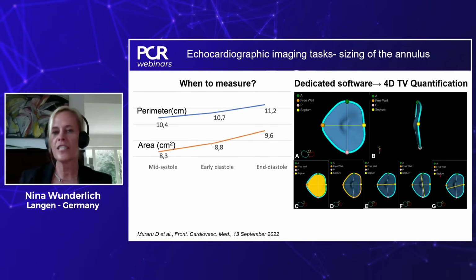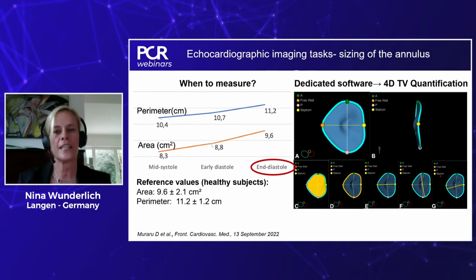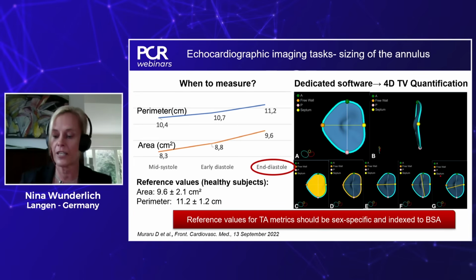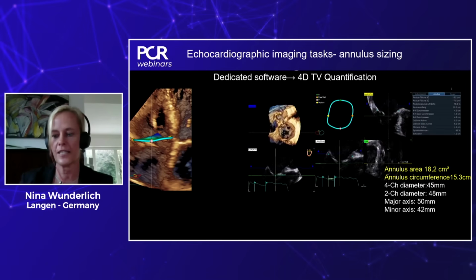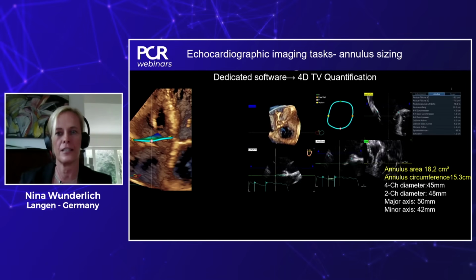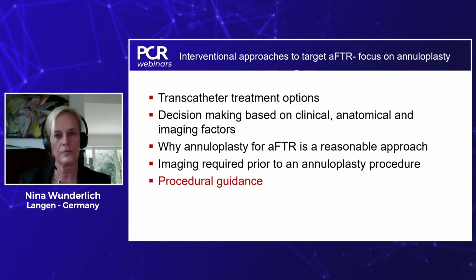The annulus is one of the most important measurements we have to do. And when do we do it? We do the measurement at the end of diastole. And thanks to Dr. Muraro, we have a good correlation, or we have the confirmation that this measurement has a really good correlation to CT measurements. So we can do that with 3D echo in addition, as you can see here in this specific patient.